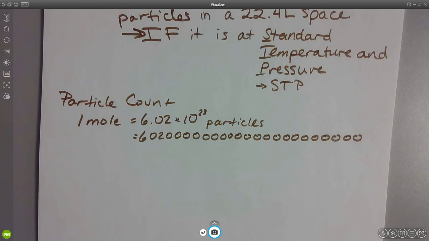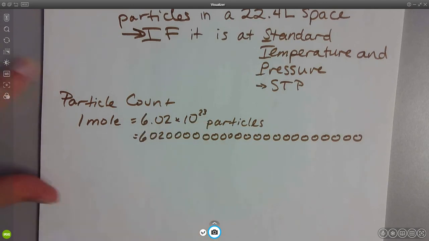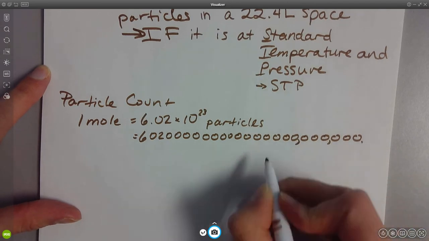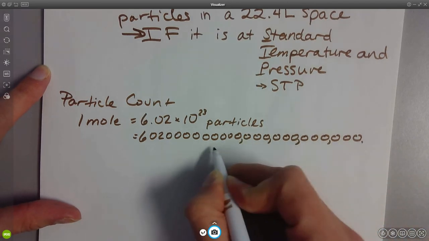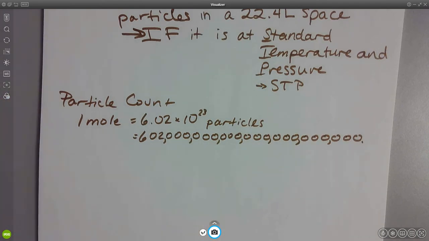I want you to put this in your notes. I want you to have the right number of zeros in your notes. How many are after the two? 21, because I moved the decimal place 23 times, but there's two digits right there. And now let's add some commas so that we can make this easier to look at. Okay. What do we call that number?